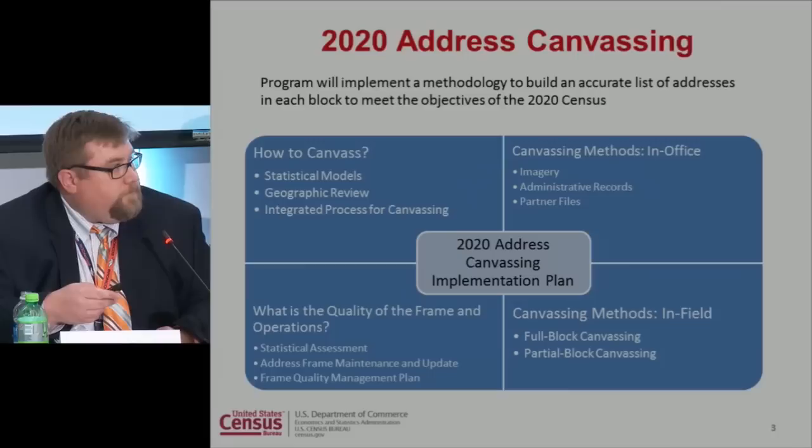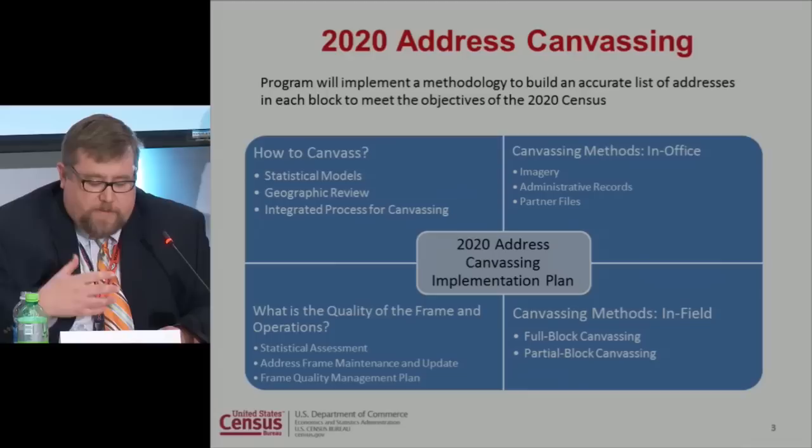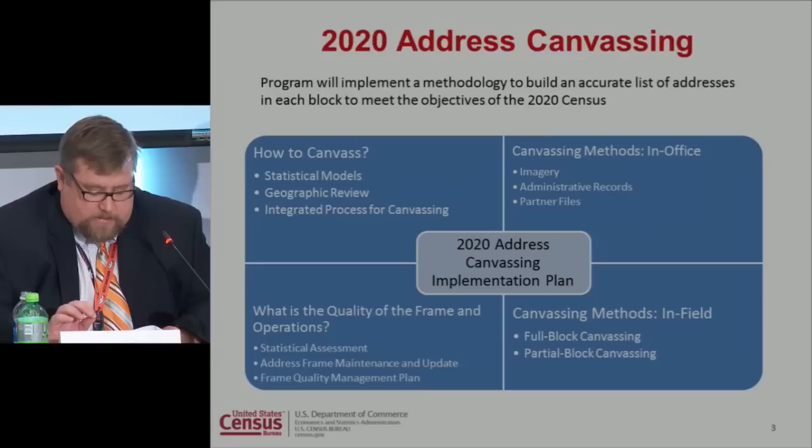So before I get into AVT, I want to begin with this high-level overview of address canvassing. The intent of this graphic is simply to provide that high-level overview. So at this point in the decade, we are looking at the various methodologies that we would implement in order to ensure that we build an accurate list of addresses in each block to meet the objectives of the 2020 census.